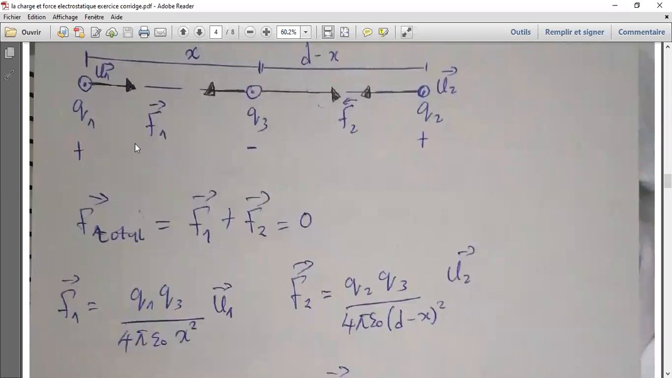So you have your Q1 times your Q3, which is exerting the force, divided by the distance. The distance here is in the form of a letter, which is x squared. We don't know the distance x, with a vector. Since the vector is directed towards Q3, it will be U1. Then your F2 is Q2 times Q3 divided by 4 pi epsilon 0 times d minus x squared, times the vector U2.